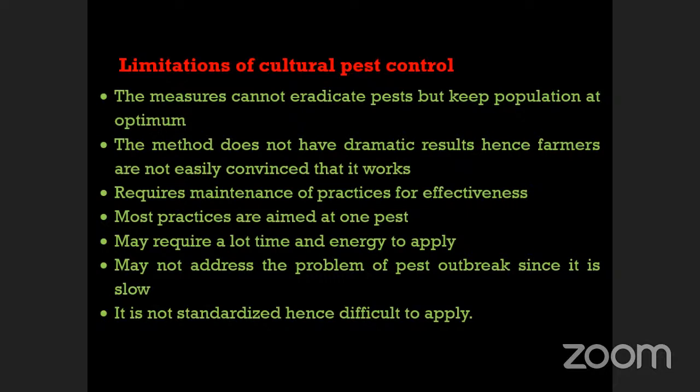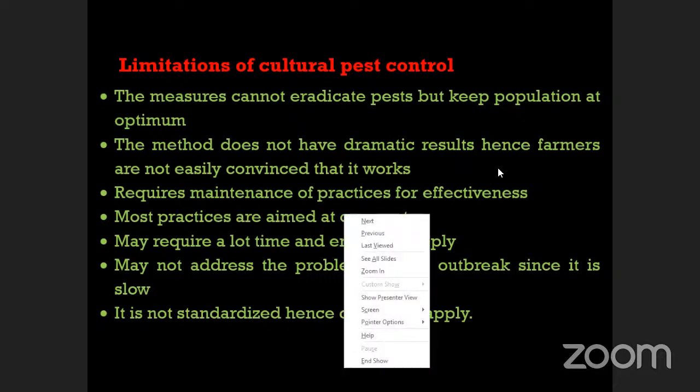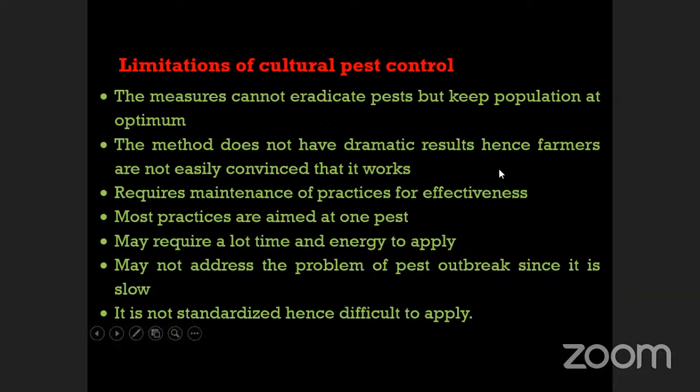The other limitation is that the method does not have dramatic results. Farmers are not easily convinced that it works. When you tell a farmer that this method is effective compared to the other, he will tell you, wow, we have tried it out, because the pests continue recurring. They continue coming around. If you don't weed, the pests come back. Okay, so that is a limitation.